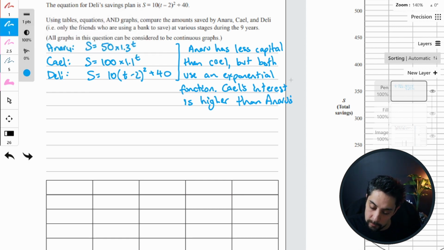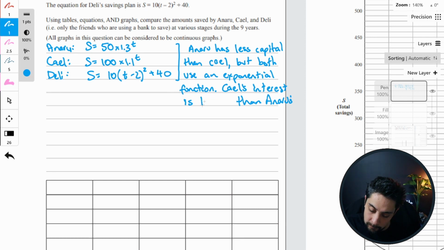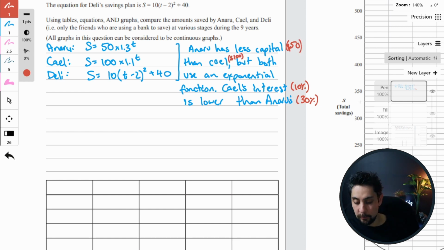Kale's interest is, and let's just chuck that in as well. Kale's interest, oh shoot, I said higher than Anaru's. I meant lower. So Kale's interest is 10%, Anaru's is 30%. Anaru has less capital, just going back to the beginning, $50. Then Kale has $100, but both use exponential. So I would write that out properly, but using evidence, that's these monies here, to state the difference.